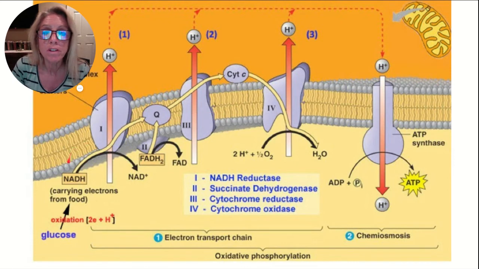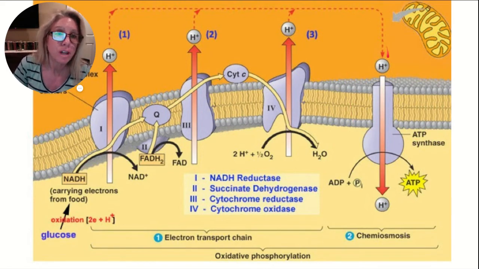So the electrons are moving through the chain, and at 3 spots, okay, this right here, number 1 is NADH reductase. So reductase is where 1 hydrogen can go out. Then at Roman numeral 3, cytochrome reductase is another place where a hydrogen can go out. And then here at number 4, cytochrome oxidase is another place where a hydrogen can go out. Okay, and so that's your electron transport chain. Chemiosmosis is when your hydrogens come back in to make ATP.